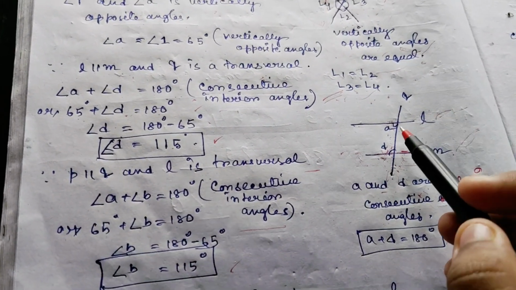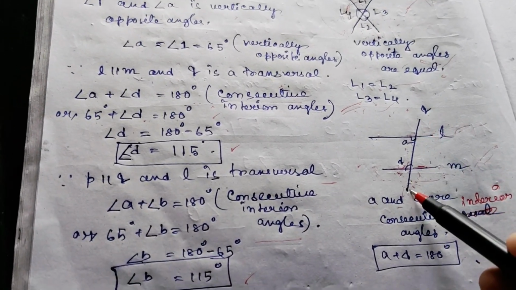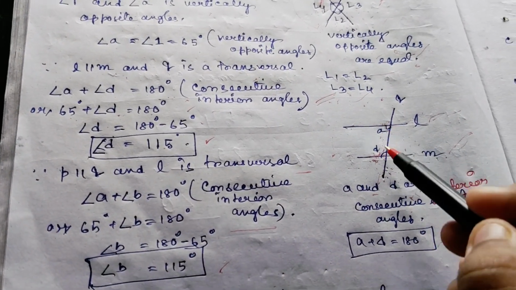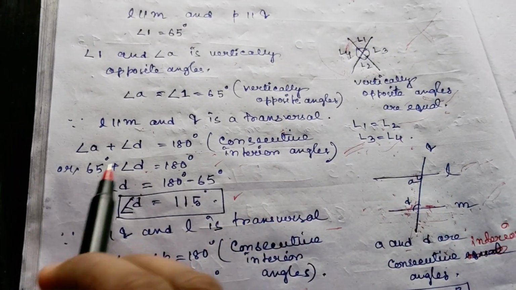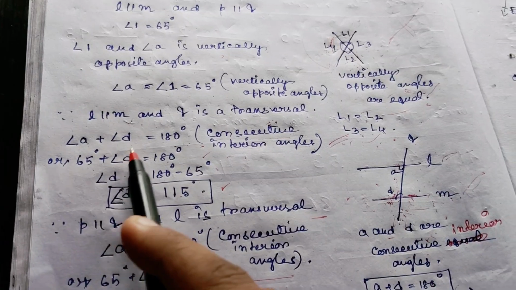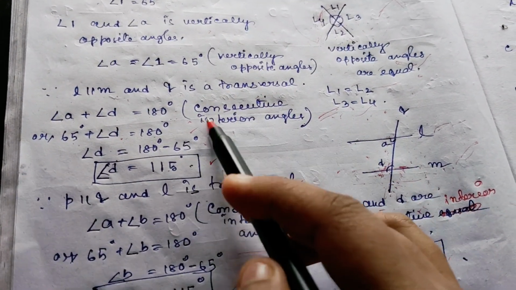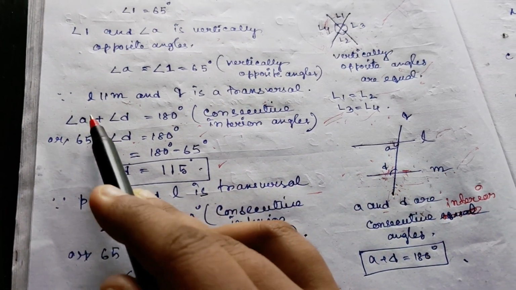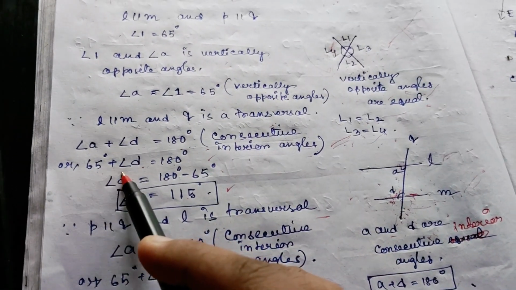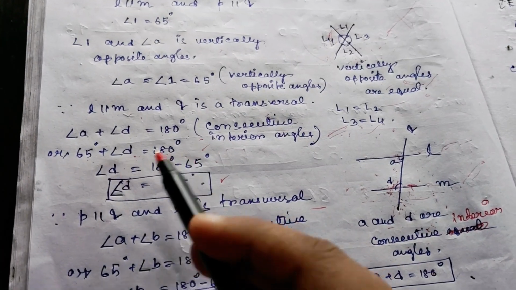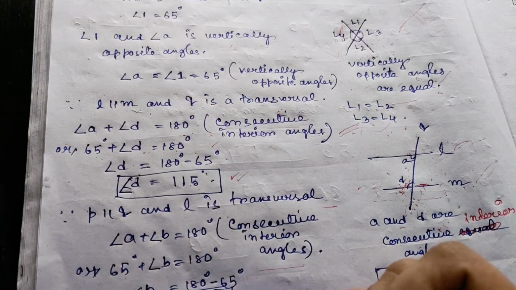In this case L and M are parallel to each other and Q is the transversal, then A and D are consecutive interior angles, therefore their sum will be 180 degrees. So we can write angle A plus angle D is equal to 180 degrees, the reason being consecutive interior angles. Angle A is equal to 65 degrees, plus angle D is equal to 180 degrees. So angle D will be 180 minus 65, angle D will be 115 degrees.